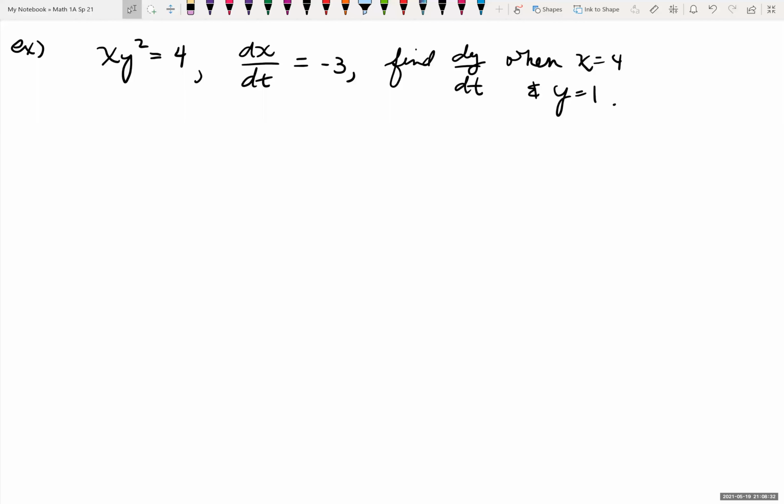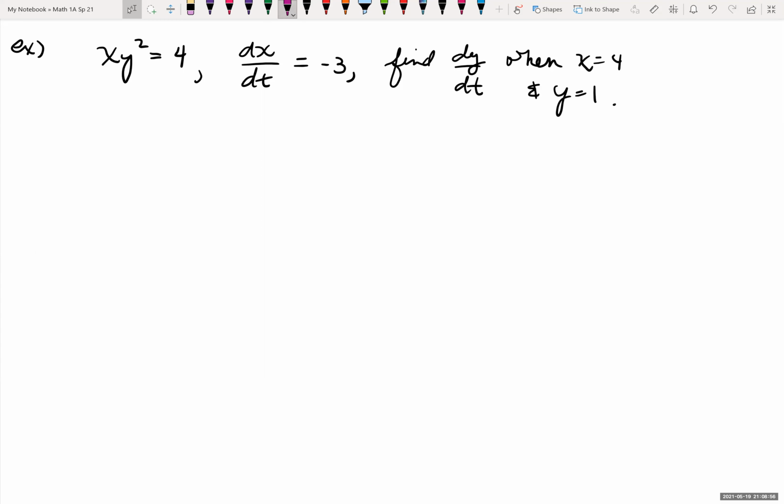Okay, so this is number 6, version A, test 2. You're given if x times y squared equals 4 and dx/dt equals -3, then what is dy/dt when x is 4 and y is equal to 1? And so we need to use implicit differentiation, but both x and y are functions of t.